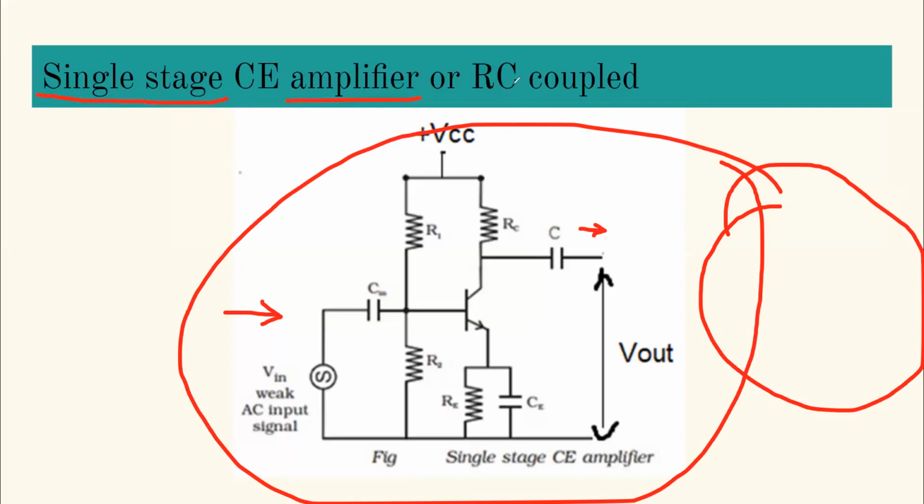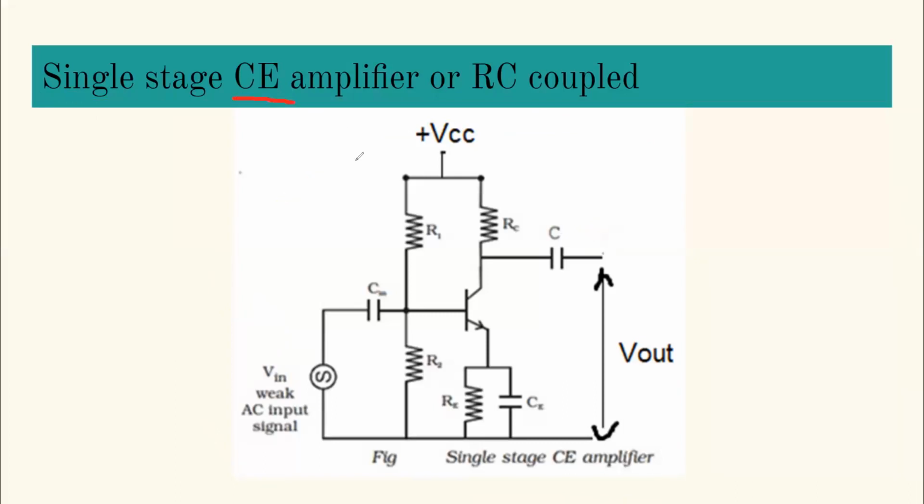Now, next is CE. What is CE? CE means common emitter. If you can see, let us go to the basics of a transistor. A transistor looks something like this. It has got 3 terminals, which by now you should be knowing: base, collector, and emitter.